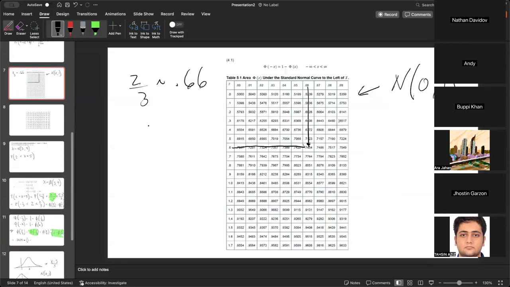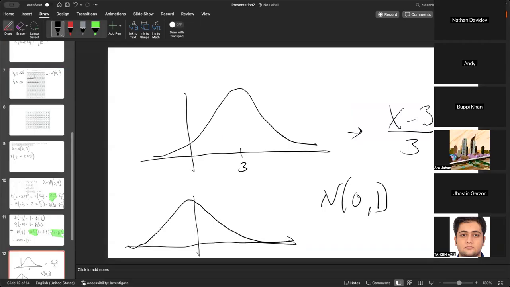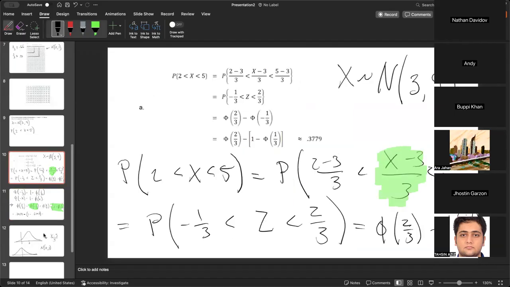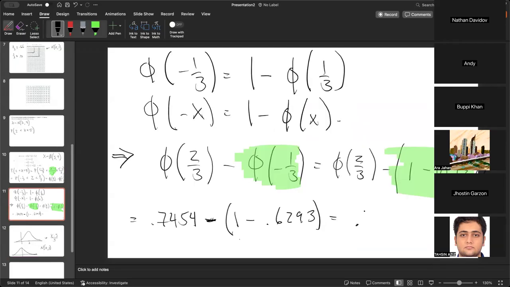Phi of 1/3 is approximately equal to 0.33. So I'm going to do 0.33. And so that's 0.6293. And when you do all the arithmetic out, you should get 0.3779, approximately.